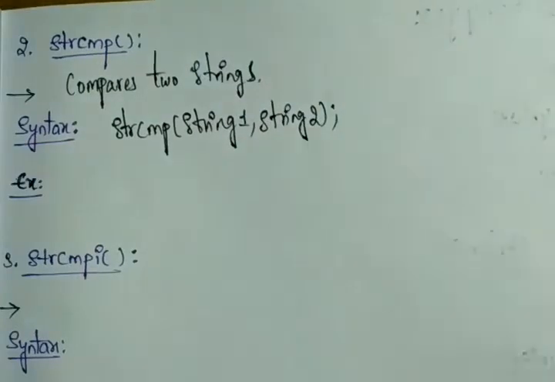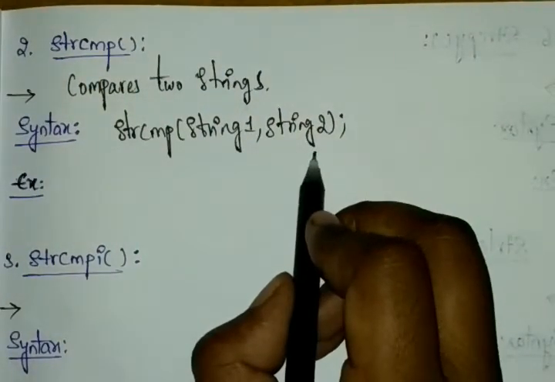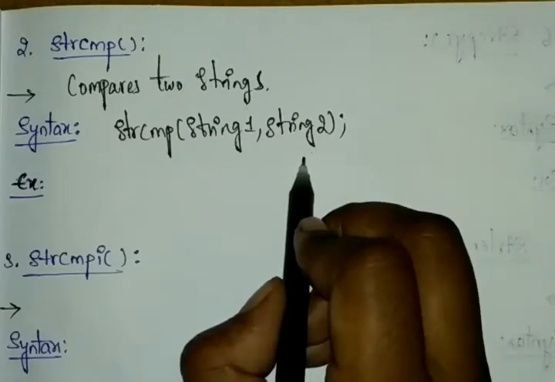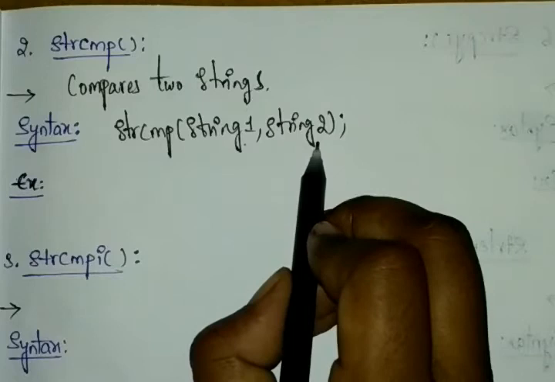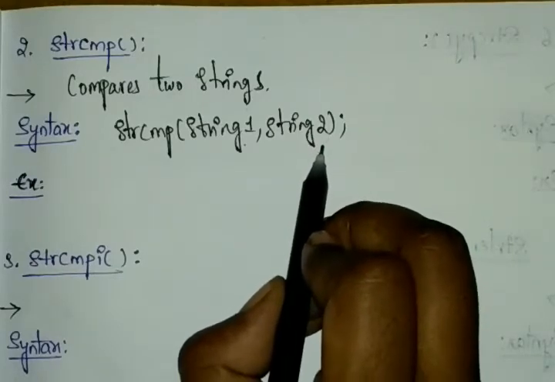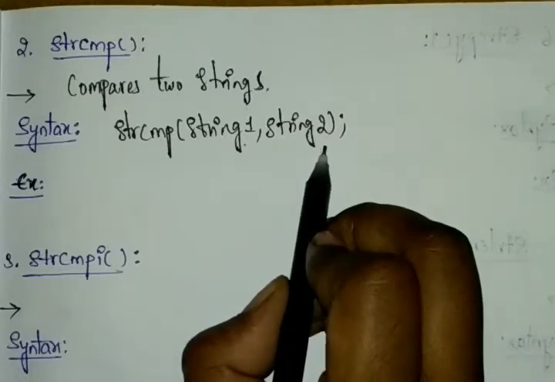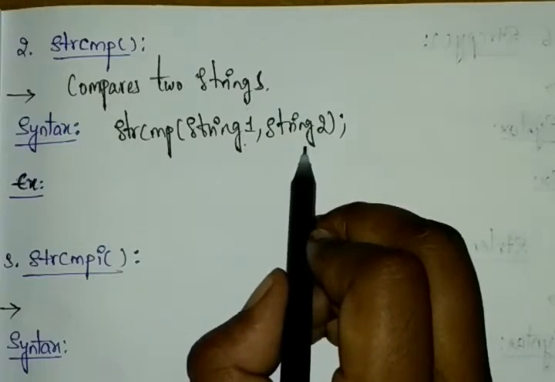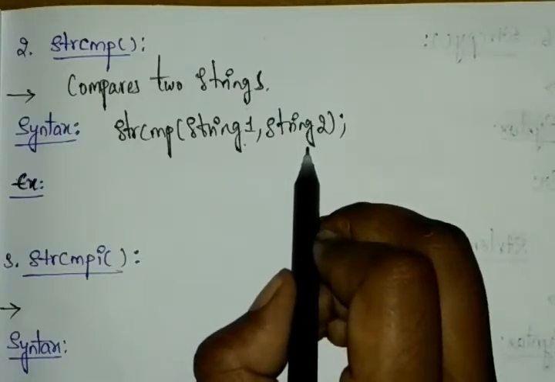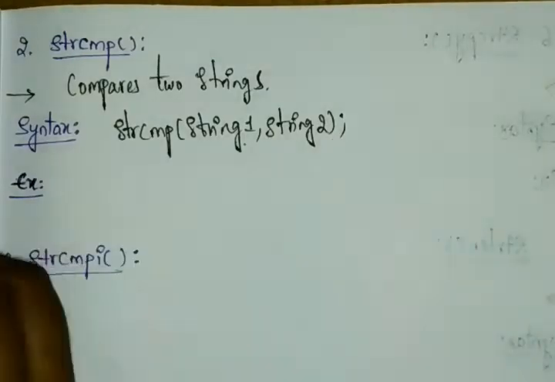So first, string 1 and string 2 are character arrays, or at least one of them may be a string constant. Here string 1 and string 2 are compared using the ASCII collating sequence. How are we performing this? By using the ASCII collating format. Let's see, I'm taking one example for this.